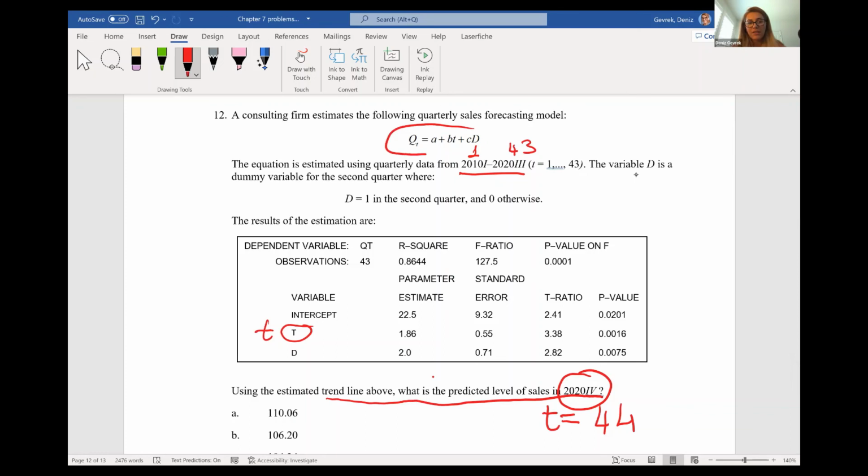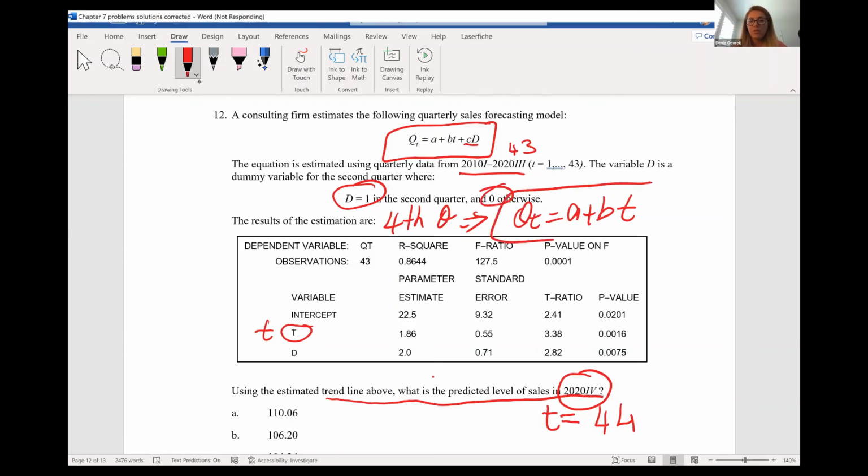So fourth quarter. Let's write down this equation for the fourth quarter. For fourth quarters, this D is going to take on a value 0. So if you write down this equation, Q_t equals A plus B times t. We don't have plus C times D, because this dummy variable becomes 0 otherwise. If it's the fourth quarter, it's 0.